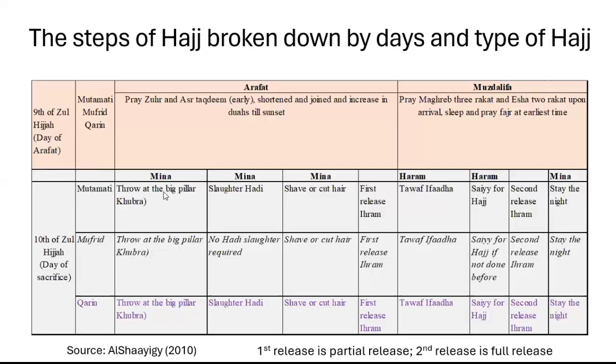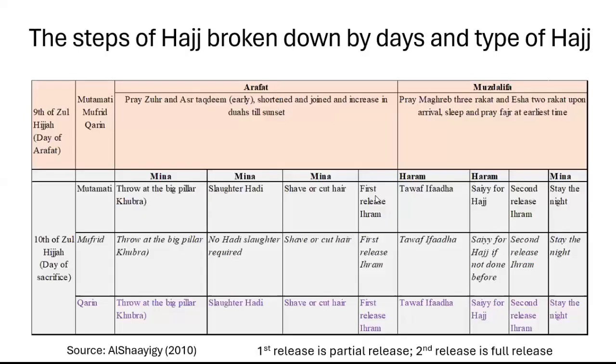So let me repeat this part again. On the 10th, the Mutamati will throw the Jamara Kubra, the big one, then slaughter. And this slaughtering, you can also arrange and pay by coupon. They can slaughter for you. As we said, some things you can deputize, others you cannot deputize. This one you can deputize. You can pay and they can slaughter for you, or some can do their own slaughtering themselves.